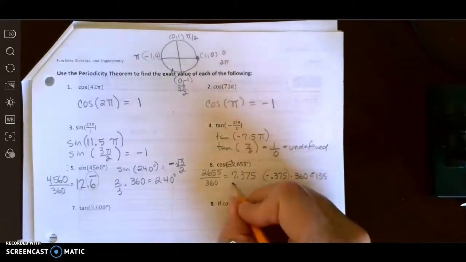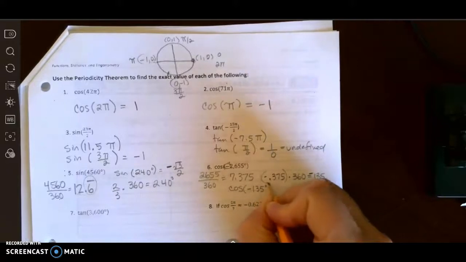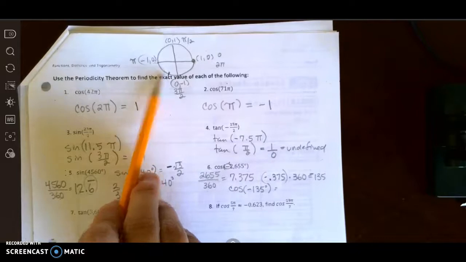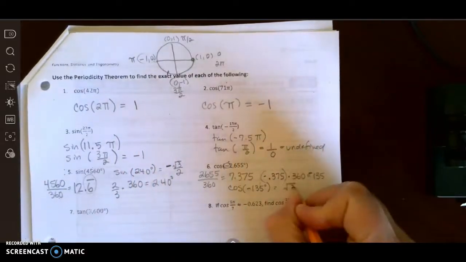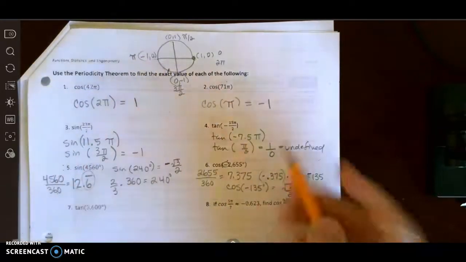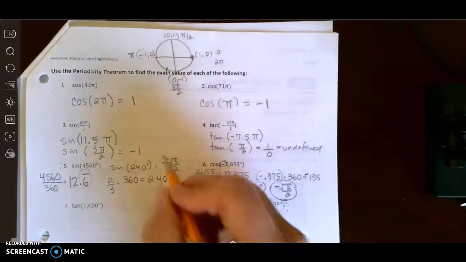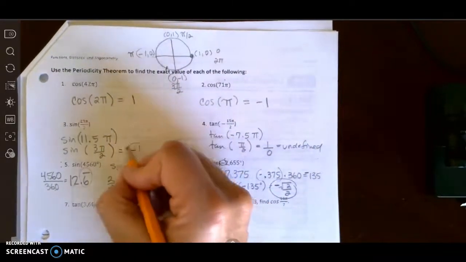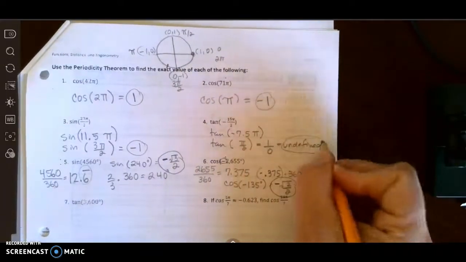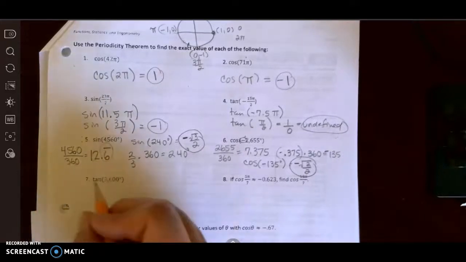So let's write this down. I'm finding the cosine of negative 135 degrees. So that's going to be at square root of 2 over 2. And cosine in this quadrant is negative. Notice it's important that we find not only the correct number, but the correct sign, as in plus or minus. Okay? All right, let's go on to number 7.